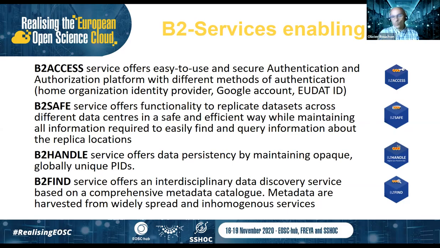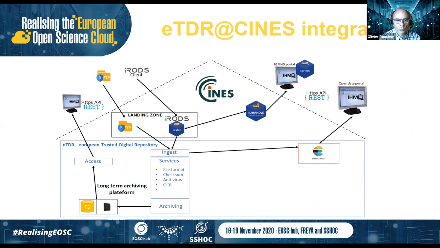So this is the way we've integrated everything. At the bottom of the picture, you've got the European Trusted Digital Repository, which mixes the quality assurance services that we have implemented: file format verification, checksums, antivirus, potentially OCR generation and things like that, plus the archiving in the long term. And we've interfaced all this with the B2 services: B2 Safe, B2 Handle, and B2 Find, as I mentioned earlier.